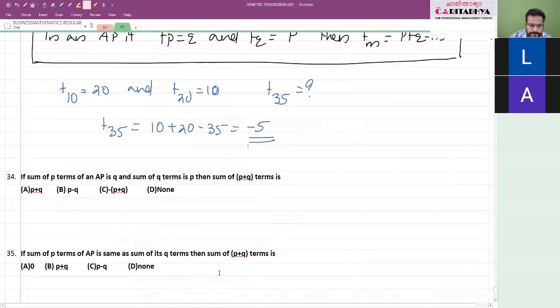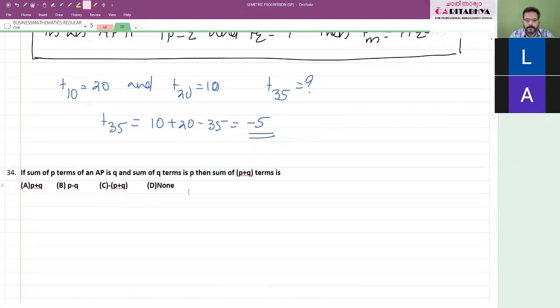Then next question. Sum of P terms of AP is Q and sum of Q terms is P, then sum of P plus Q terms is.